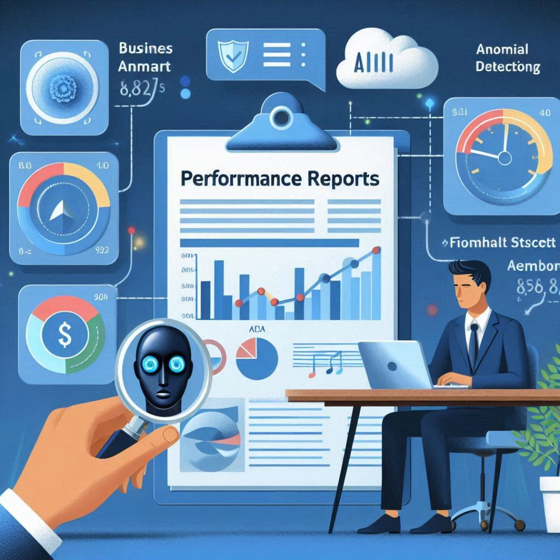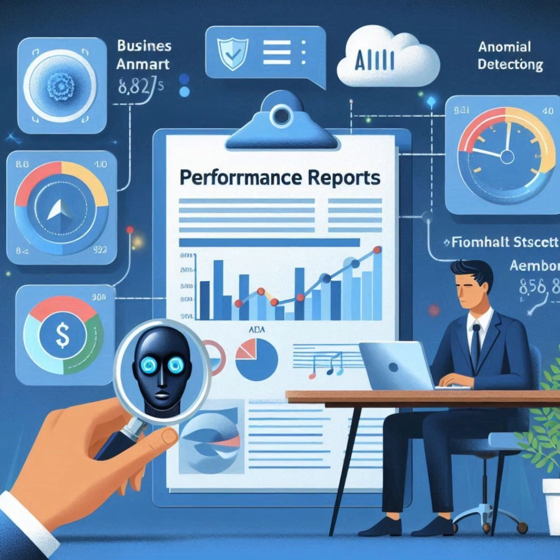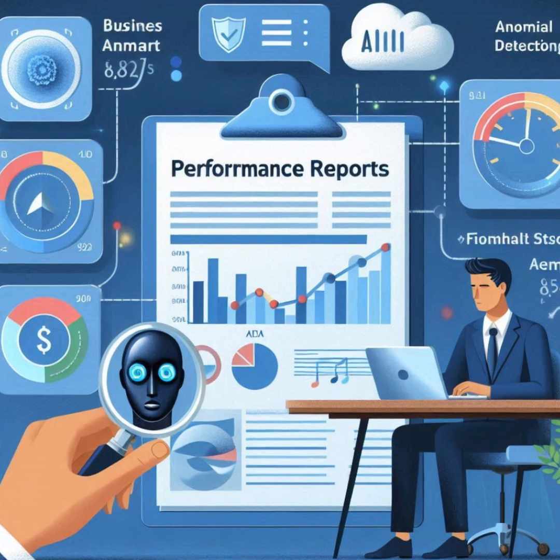B. Automated reporting. Custom reports. Set up automated reports that use AI to highlight key performance indicators and trends. Anomaly detection. Implement AI to detect anomalies in ad performance and notify you of any significant changes.